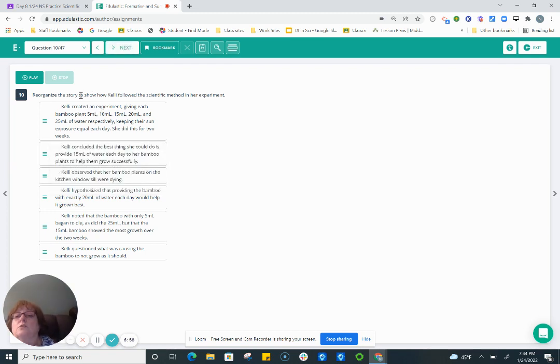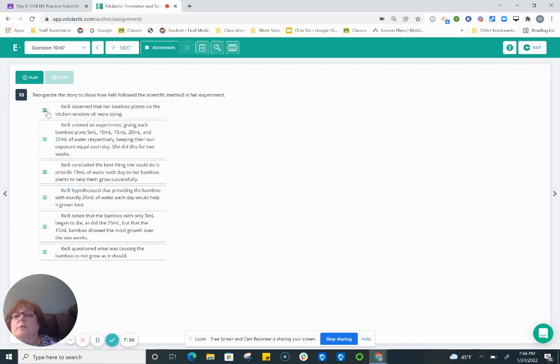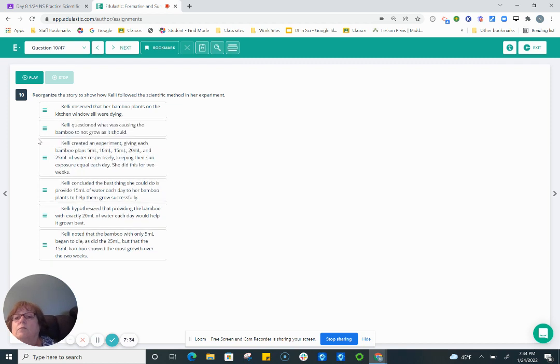This one here is to put the order of the steps correctly based upon the scientific method. So on this one here, she's worried about her bamboo plants, and she's going to give them different amounts of water. So she would probably have to first observe that there was a problem with the plants on the kitchen window, so they were dying. Then she would probably ask a question as to why they're not growing well.